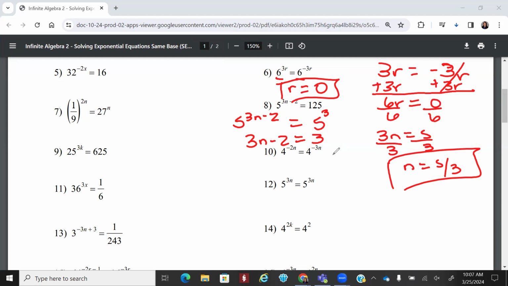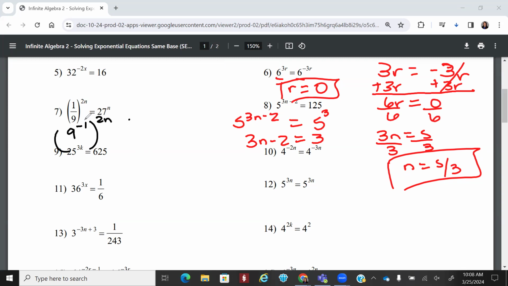I want to hit 7 really quick. It looks crazy, but it's not that bad. So eyes up on the board, because you're going to see this in Algebra 2, and you're going to see it on your SAT. So right here, we got this fraction, 1/9. Negative exponents make our numbers flip. So instead of writing it as 1/9, I'm going to write this as 9 to the negative first raised to the 2n.